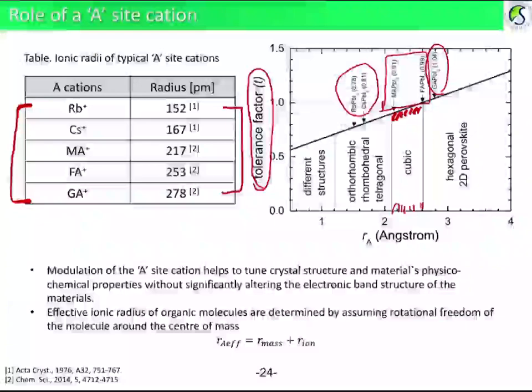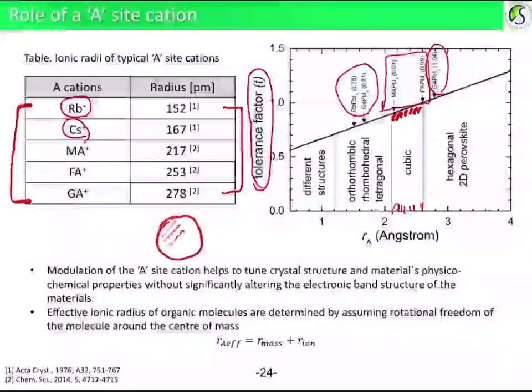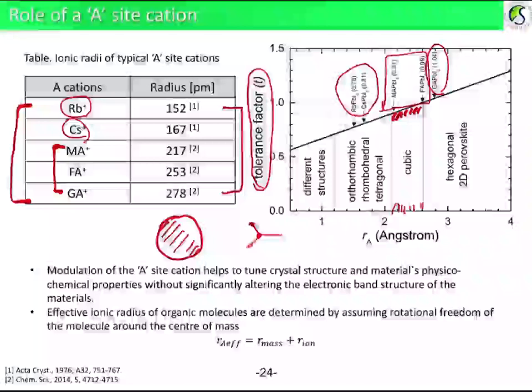And for the case of inorganic cation here, it is easy to calculate the ionic radius because they are usually spheres. But for the case of organic cation, their structure is not centrosymmetric. For example, something like this. So it is difficult to calculate the radius of this organic cation.